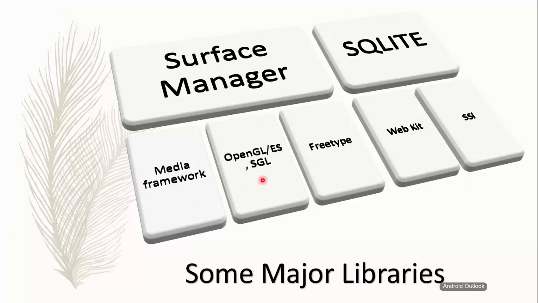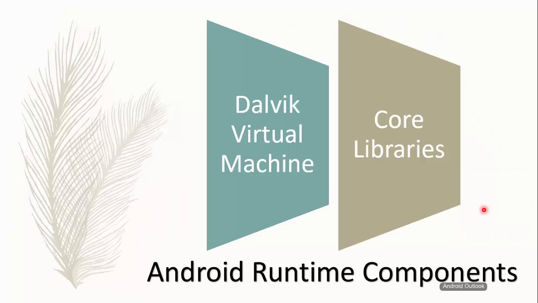OpenGL ES is a 3D graphics library and SGL is a 2D graphics library, and we can combine both graphics libraries in a single application. The FreeType library is responsible for rendering fonts on the screen. WebKit is an open source browser. SSL stands for Secure Socket Layer, and it helps in encrypted communication between clients and servers. Now let's move on further.